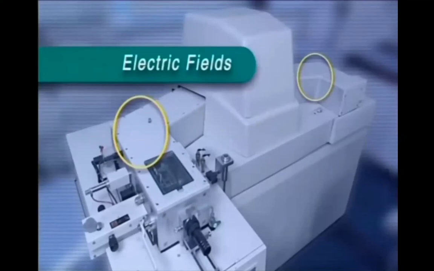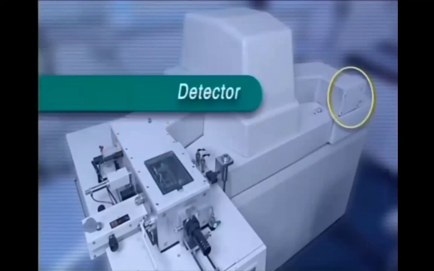The ions then enter a detector here. By varying the electric and magnetic fields, ions of different mass can be made to enter the detector.